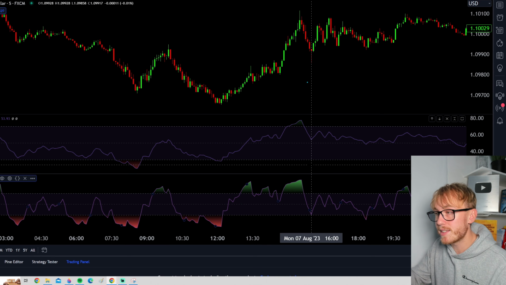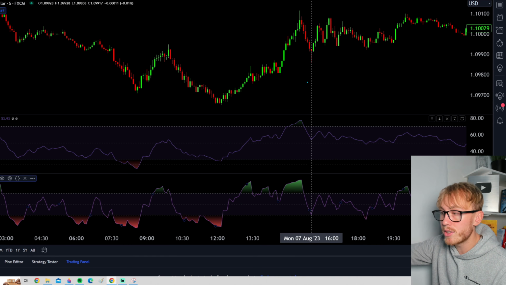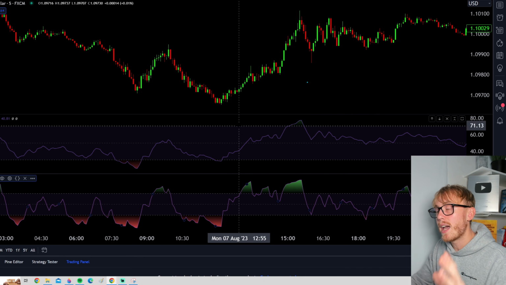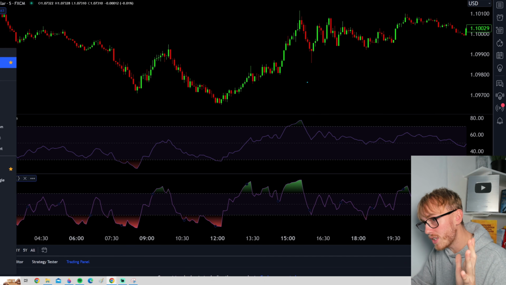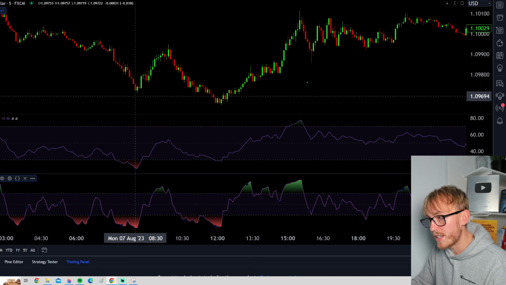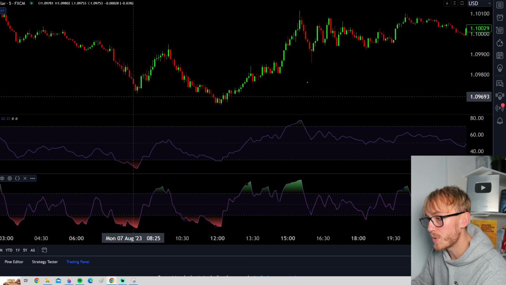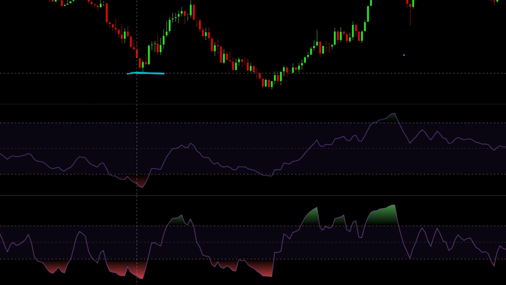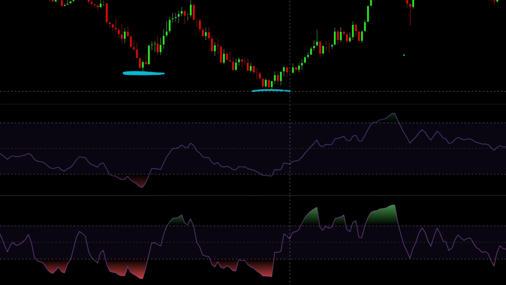And remember guys, this setting is all about finding the longer swings here in the market. And as you can see here, if you look at the upper RSI indicator and compare it with the price, you can see that the price printed one low and then a lower low, right?